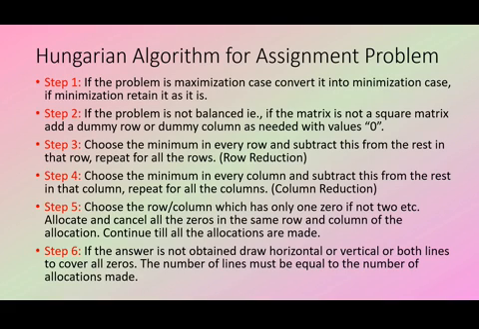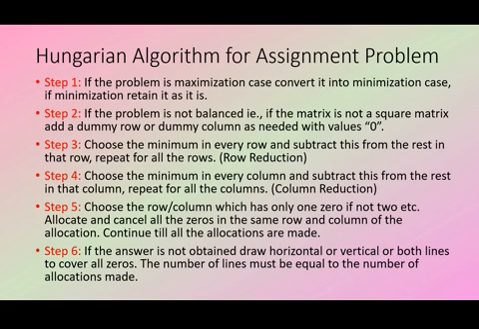So if the problem is not balanced, how do we solve it? We will have to balance it. How to balance it? Add a dummy row or dummy column as needed with cost values being 0. If I have one row less, then add one dummy row. If one column is less, then add one dummy column. So whichever is less, we will have to add a dummy row or a dummy column as needed.